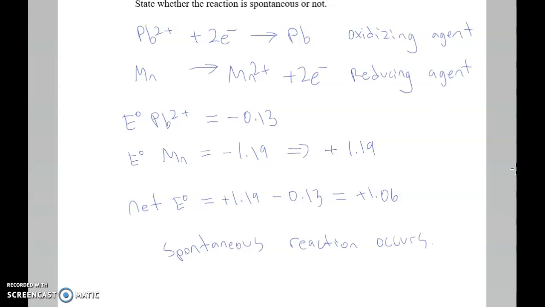And that wraps up how to predict spontaneous redox reactions.